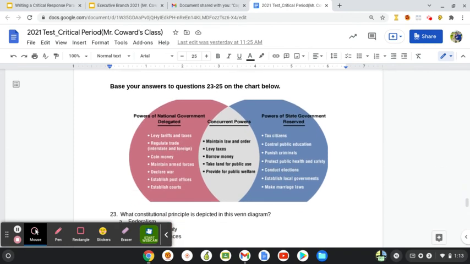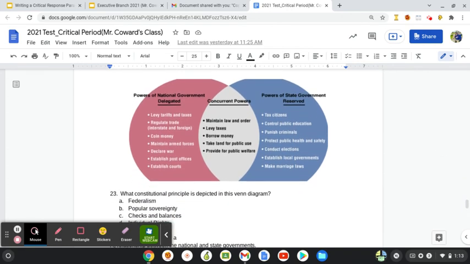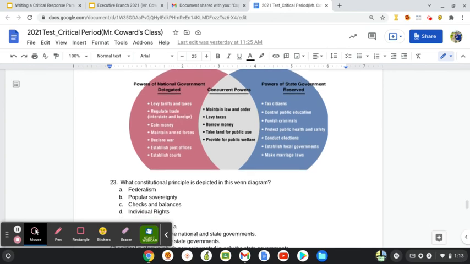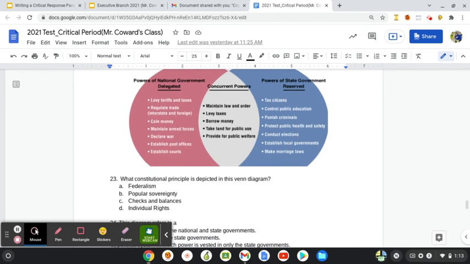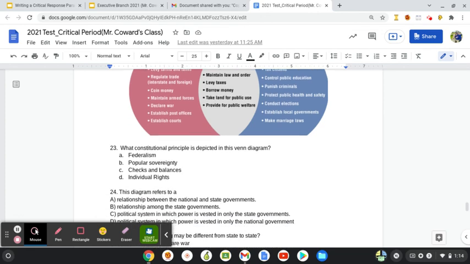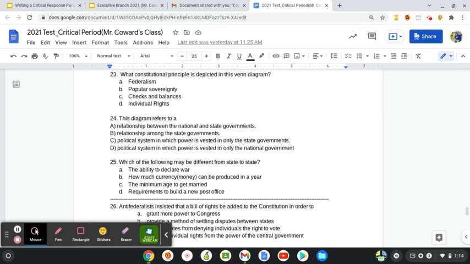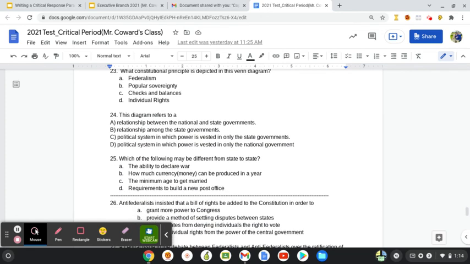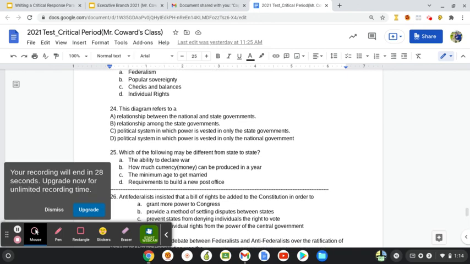Okay, we just saw this the past couple of days in class. Number 23. What constitutional principle is depicted in this Venn diagram? Is it showing federalism, popular sovereignty, checks and balances, or individual rights? 24. This diagram refers to a relationship between the national and state governments, relationship among the state governments, political system in which power is vested only in the state governments, or a political system in which power is vested only in the national government.